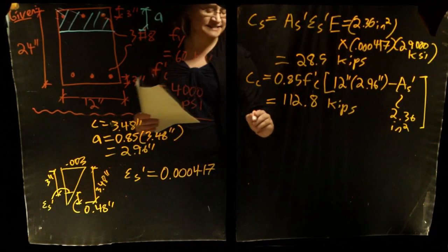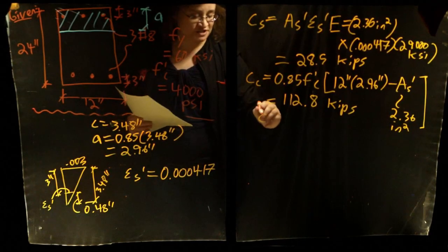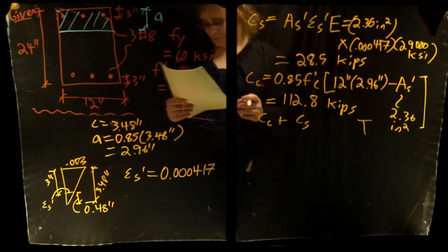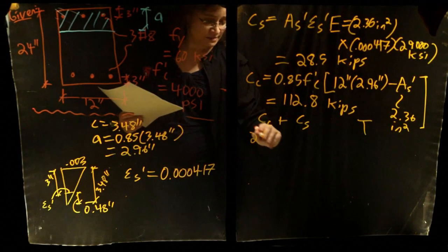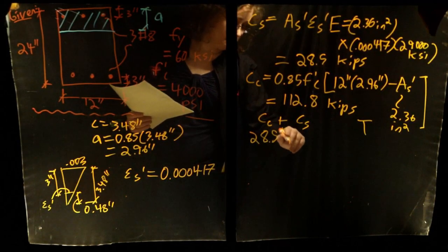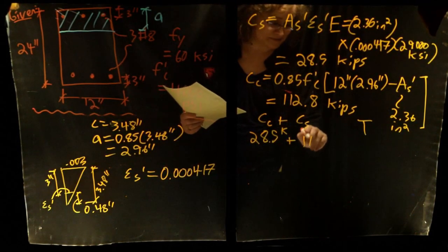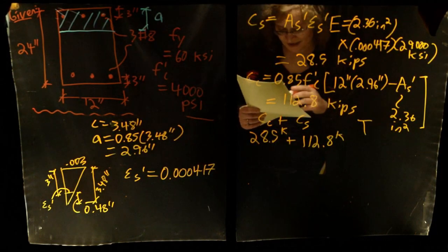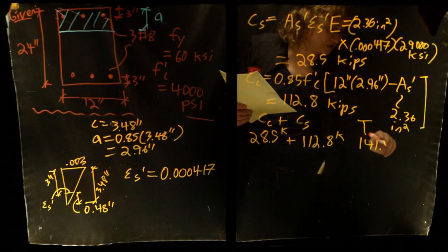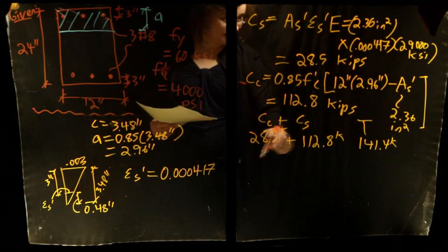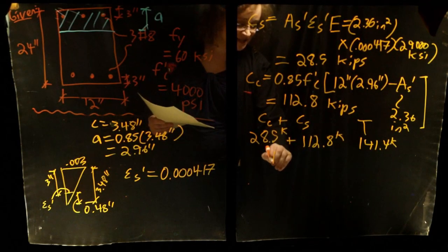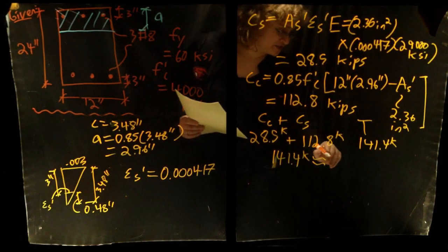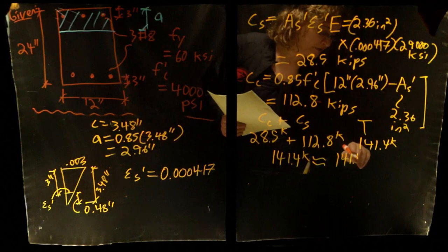So if I then compare these, on one side I have all my total compression force, C sub C plus C sub S, and on the other side I have my tension. I have 28.5 kips plus C sub S of 112.8 kips, and my tension reinforcement force of 141.4 kips. And if you add everything on the left side, you will indeed get 141.4 kips, which is approximately equal to our tension force of 141.4 kips.